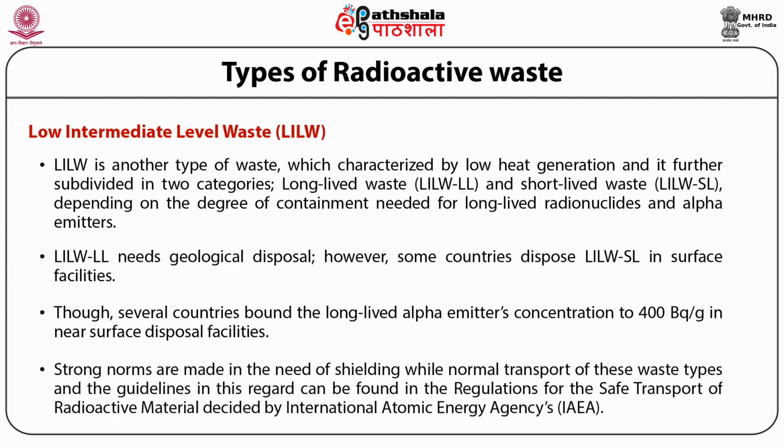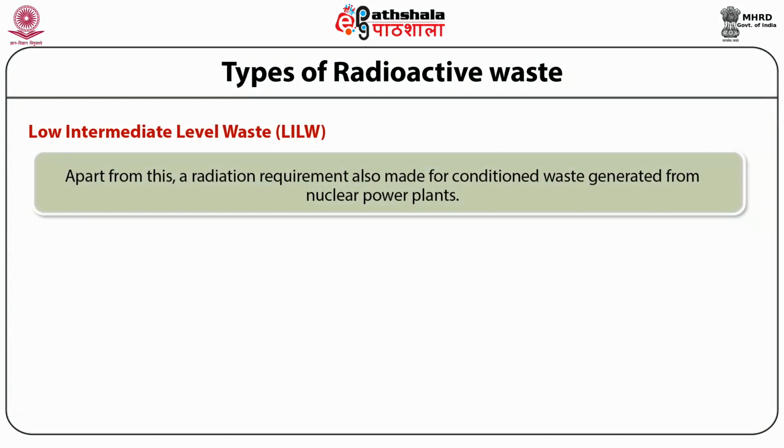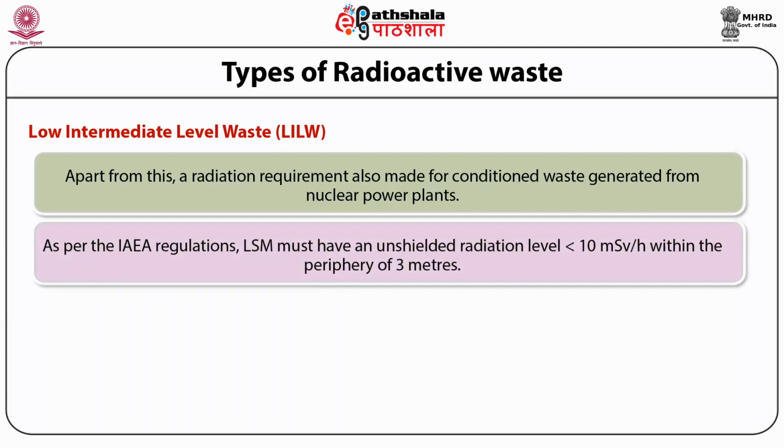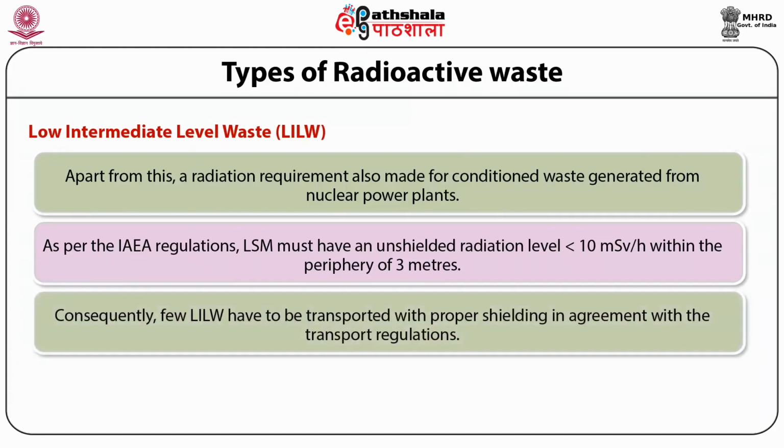Strong norms are made on the need of shielding during normal transport of these waste types, and the guidelines in this regard can be found in the regulations for the safe transport of radioactive material as decided by the International Atomic Energy Agency. Apart from this, a radiation requirement is also made for conditioned waste generated from nuclear power plants. As per IAEA regulations, LSM must have an unshielded radiation level less than 10 mSv per hour within the periphery of 3 meters. Consequently, few LILW have to be transported with proper shielding in agreement with the transport regulations.